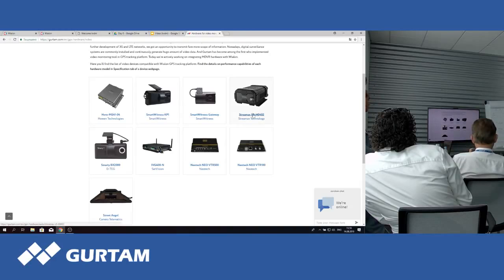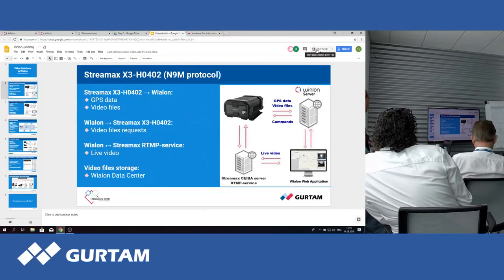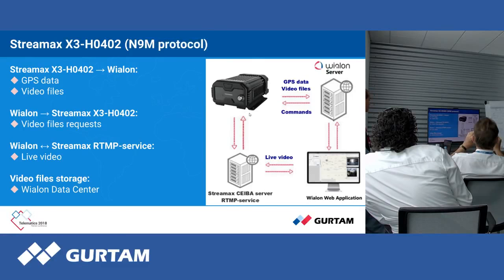As I said, the first device type will be the Streamax X3 device type. So please look at this slide. As you can see, GPS data and video files. So what is this scheme? This is the scheme of communication between Wialon server, Streamax device, and Wialon web application.